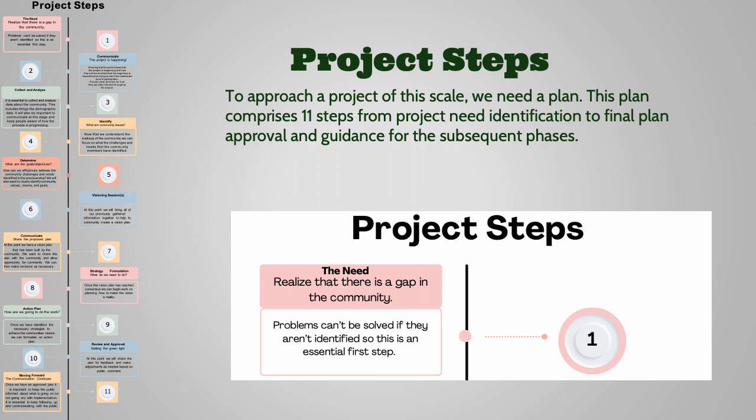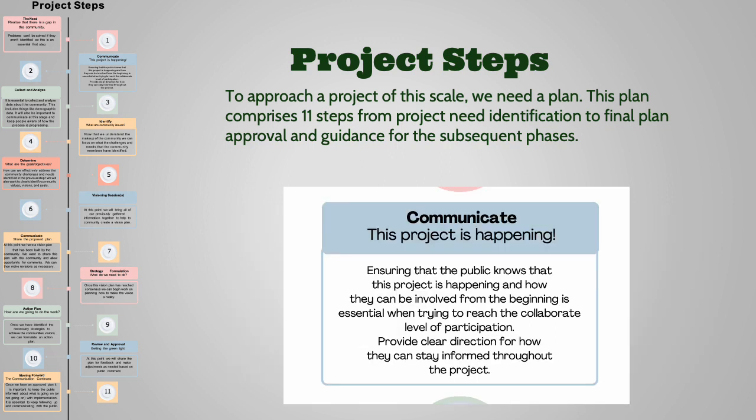Now that we understand the project background, we can look at the project steps and timeline. On the left side of your slide, you will see the project diagram, and you will find a full-size version of this on page 8 in your written report. At this point, we are in step 1. We have identified the need for a change. Now, we need to communicate and tell the public that this project is happening. Ensuring that the public knows that the project is happening and how they can be involved from the very beginning is essential when trying to reach the collaborate level of participation.